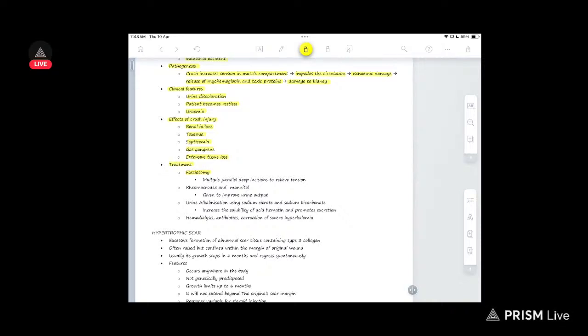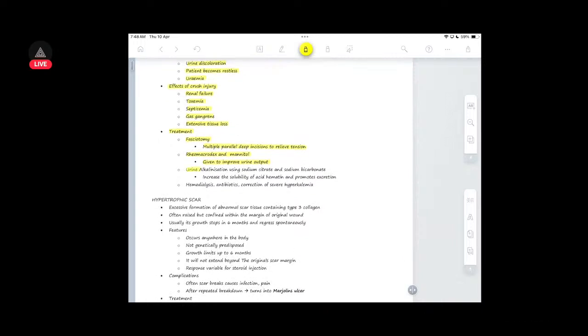You have treatment: fasciotomy, with multiple parallel deep incisions to relieve tension. You have rheomacrodex and mannitol given to improve the urine output. You have urine alkalization using sodium citrate and sodium bicarbonate, which increases the solubility of acid matter and promotes excretion. You have hemodialysis, antibiotics, and correction of severe hyperkalemia.